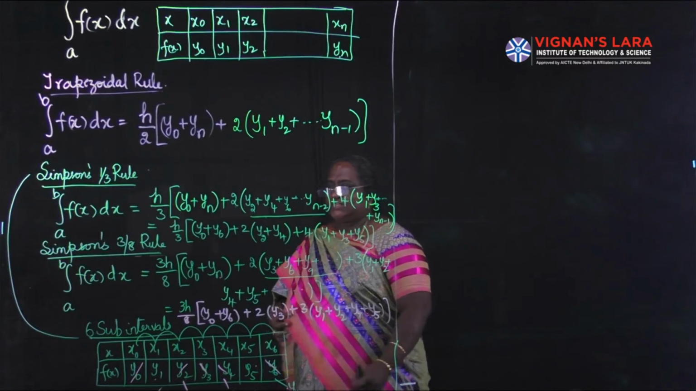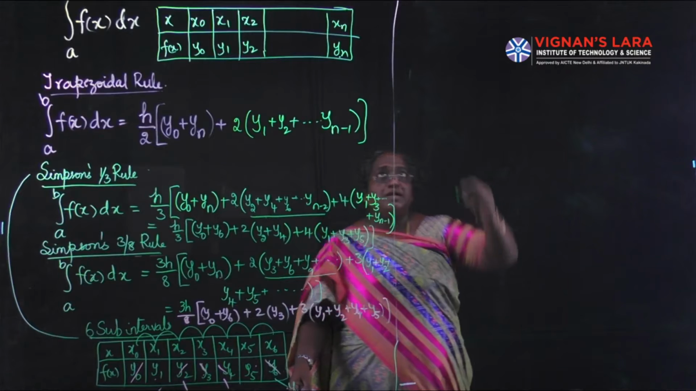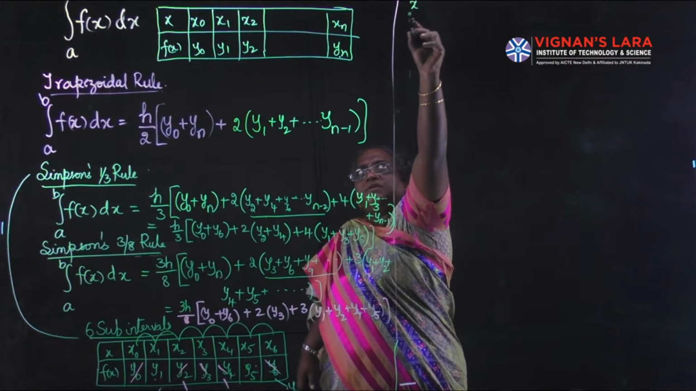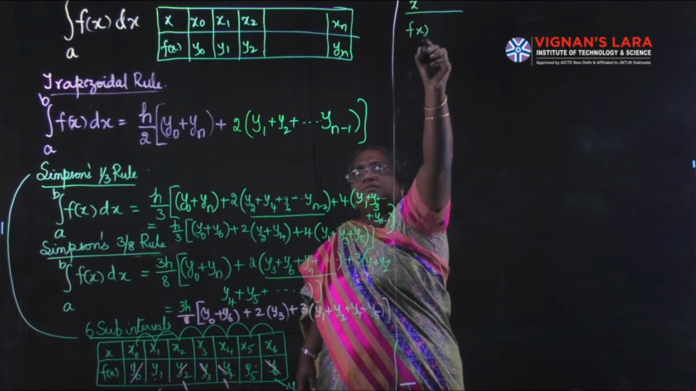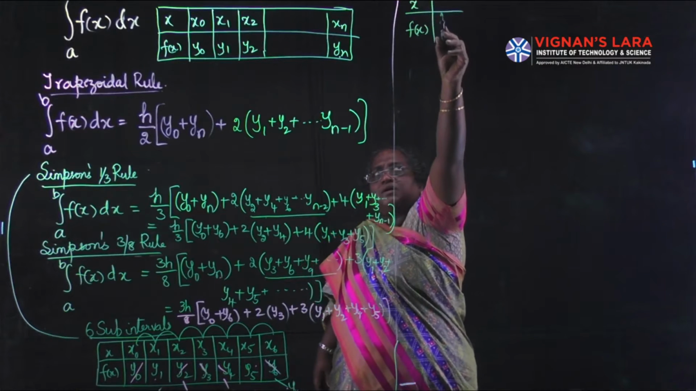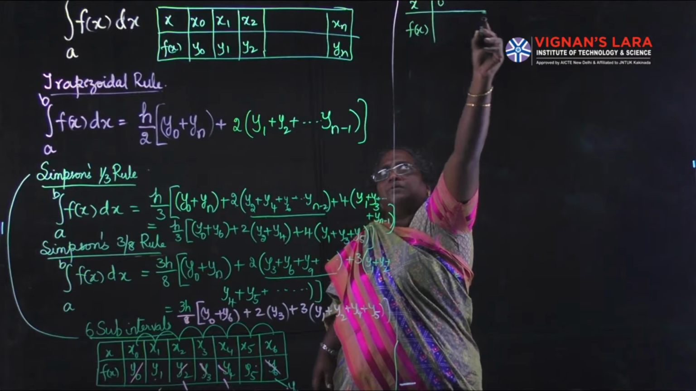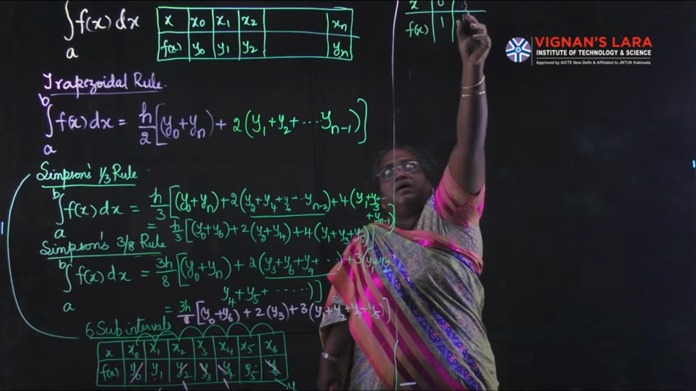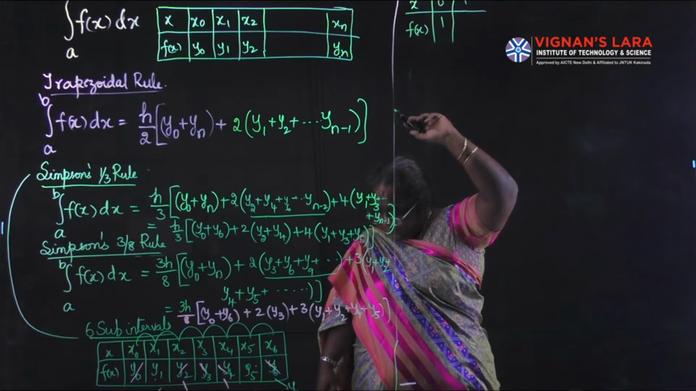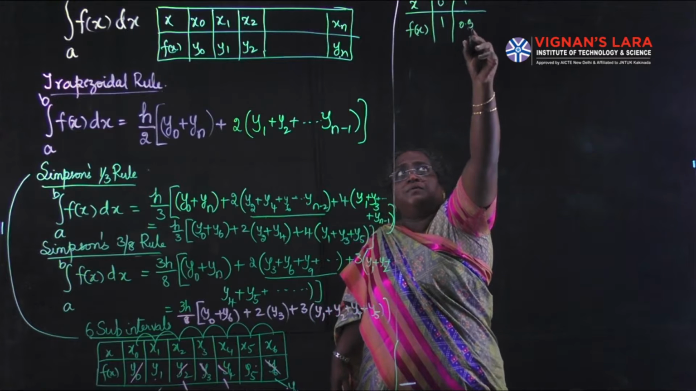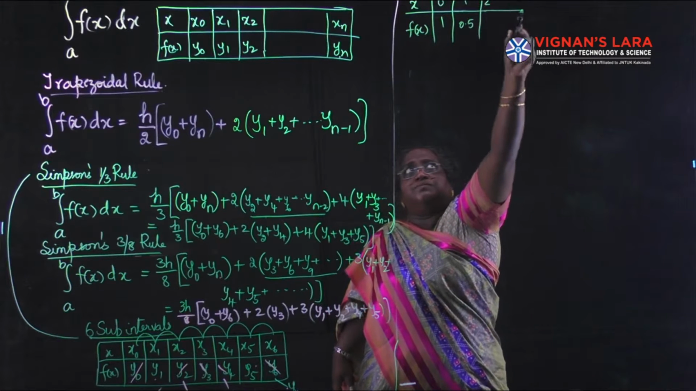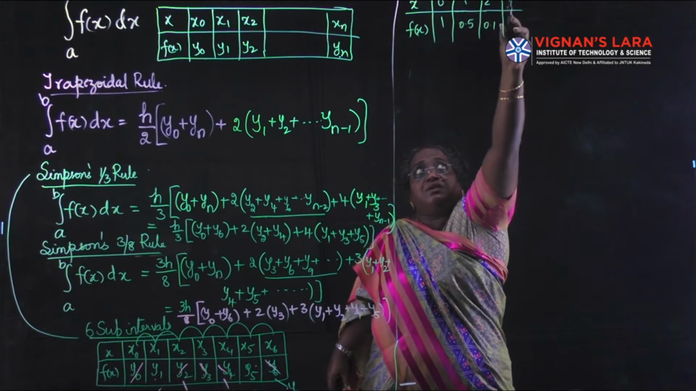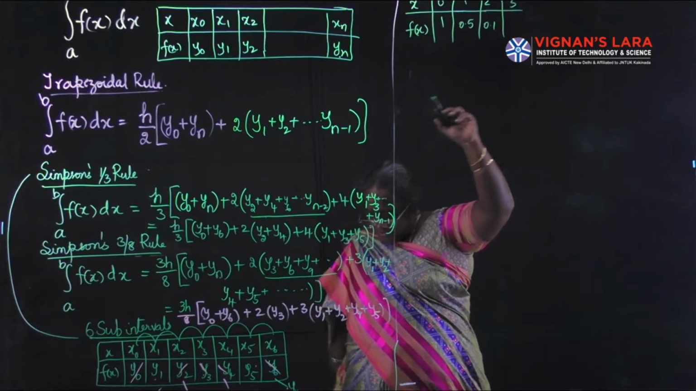Yes, now let us see the substitution. So what is our tabular value here? Corresponding to x and f of x, our tabular values are: x0 is 0, and here we got 1. Next, for 1 it is 0.5. Next, for 2 it is 0.1. Next, for 3 we got 0.0588.